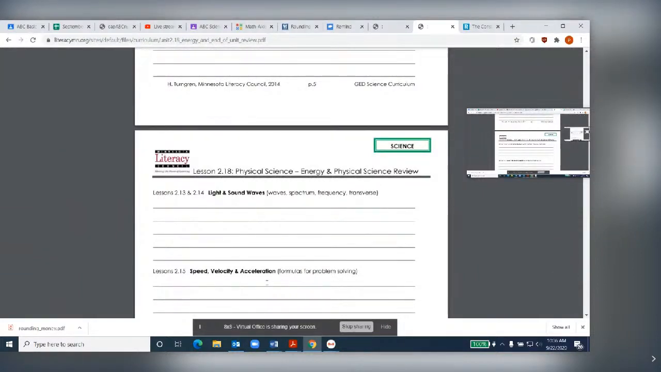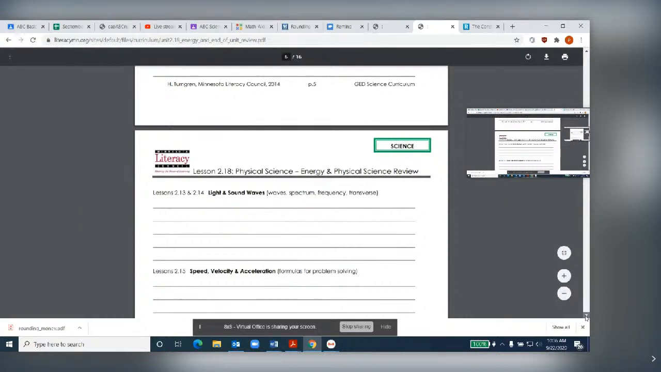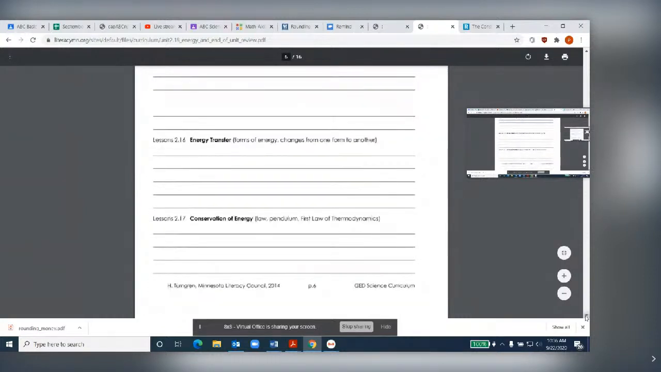You don't have to memorize those, but you want to get familiar with what the formula for speed is, what the formula for velocity is, what the formula for acceleration is. So in case the science test asks you to figure out acceleration, you remember what the formula for acceleration is. It's just going to make your life a little bit easier.